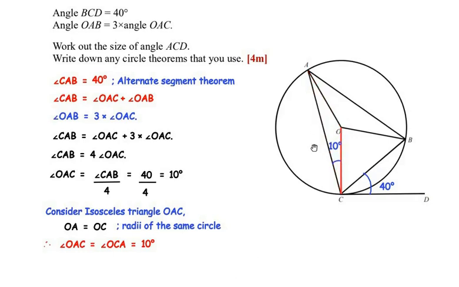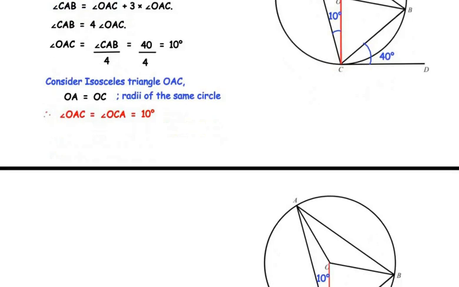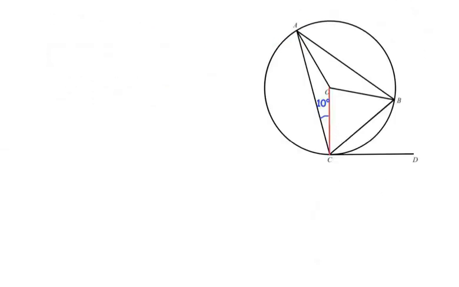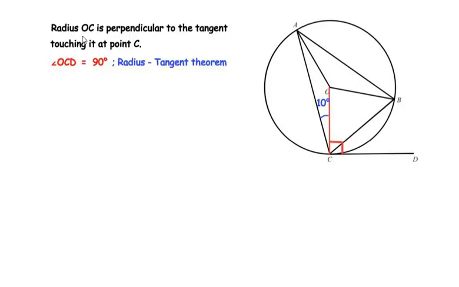Now moving forward, let me take this figure over here for easy reference. Now remember that the radius always makes a 90-degree angle with the tangent touching it at the point of intersection by the radius tangent theorem. Now here OC is the radius which touches the tangent CD at point C. So angle OCD will be equal to 90 degrees. So here we have written radius OC is perpendicular to the tangent touching it at point C. So angle OCD will be equal to 90 degrees, that is by the radius tangent theorem.